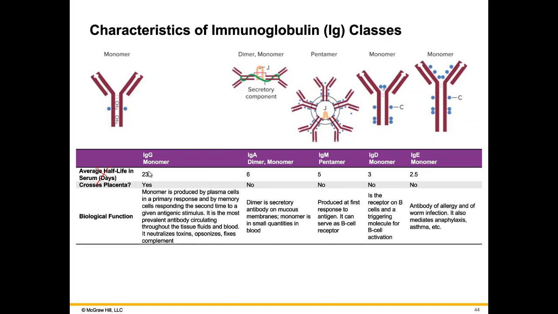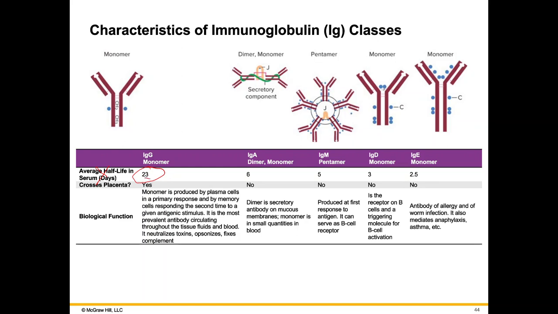You don't need to know these specific numbers though. What I want you to notice is that IgG stays in the system longer than any of the other ones. So the half-life in the serum is, in simple terms, how long it's going to stay in your body. So the IgG antibody will stay longer than any of the others.